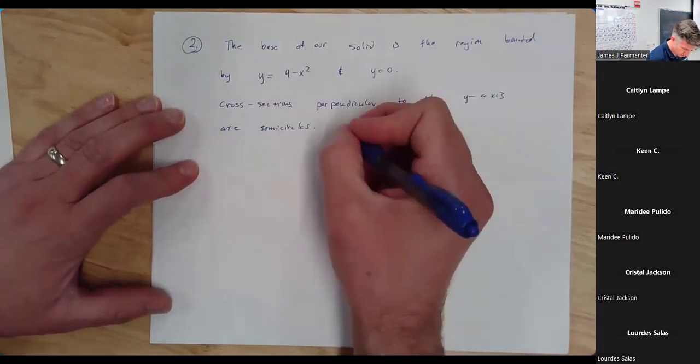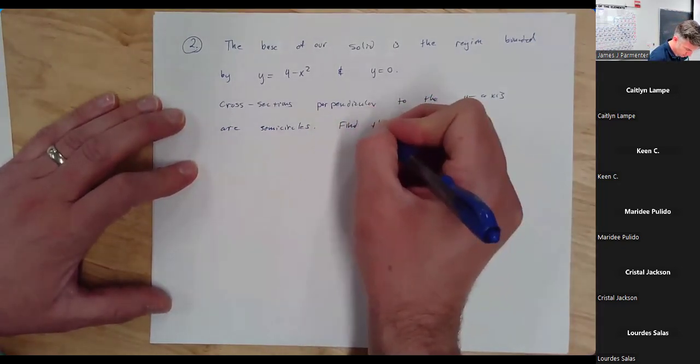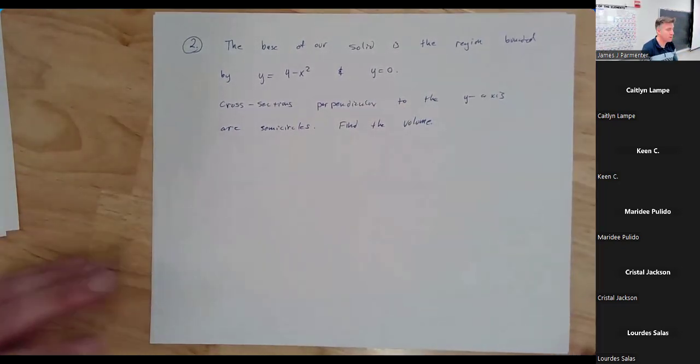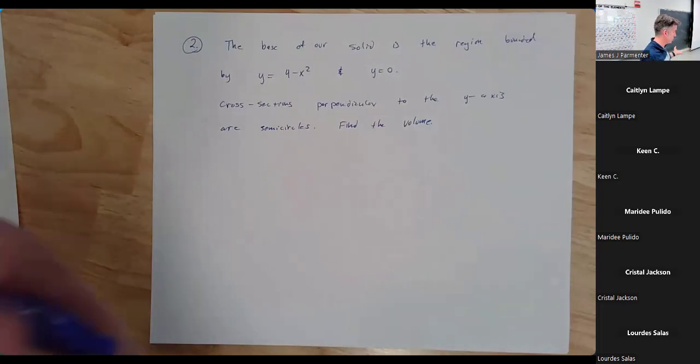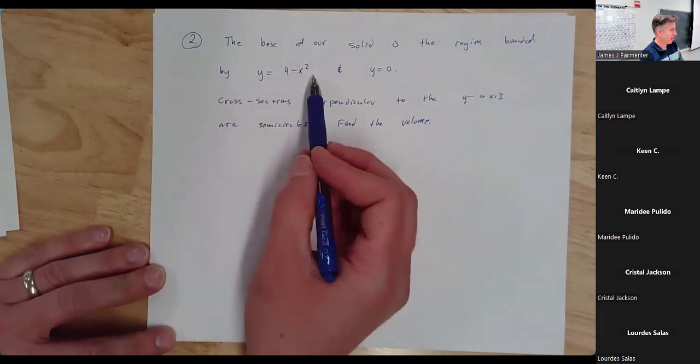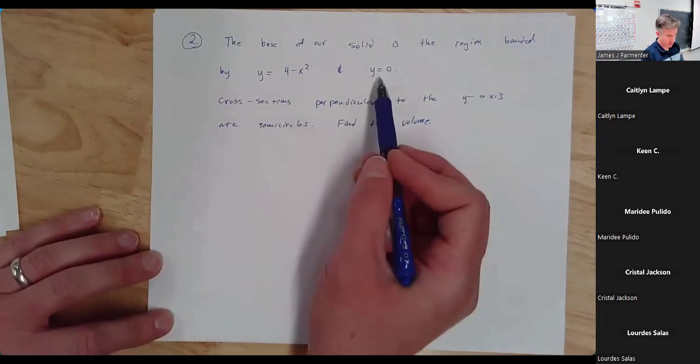Let's find the volume. What I really want to point out about this problem, like the previous problem, is you don't need to draw the 3D picture that I'm bad at. You really only need to draw the 2-dimensional region. So my 2-dimensional region is bounded by the parabola y equals 4 minus x squared and the line y equals 0.